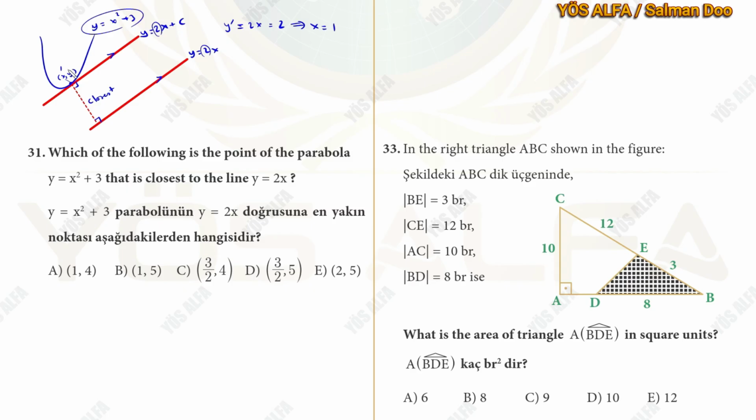How do we find the y coordinate again? All we have to do is just substitute x is equal to 1 into the equation of the parabola here. So we have y is equal to 1 squared plus 3, which is 4. So that's the answer to this question. So it's A. We can also solve this problem without using derivative, actually.